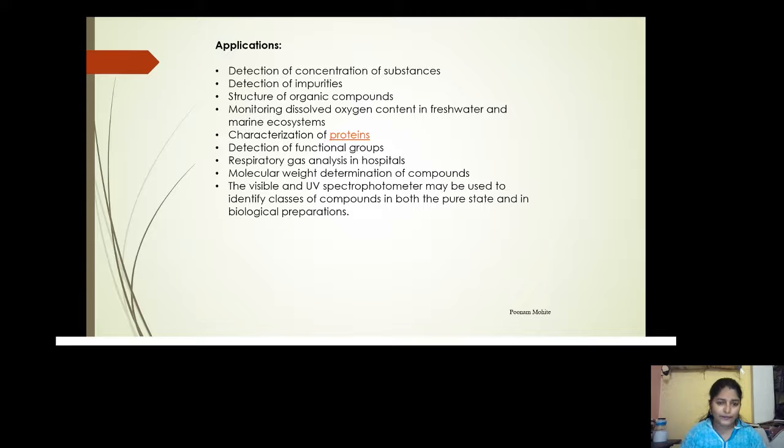determination of compounds. The visible and UV spectrophotometer may be used to identify classes of compounds in the pure state and in biological preparations. So this is about the spectrophotometer principle, applications, and the major part is the instrumentation.